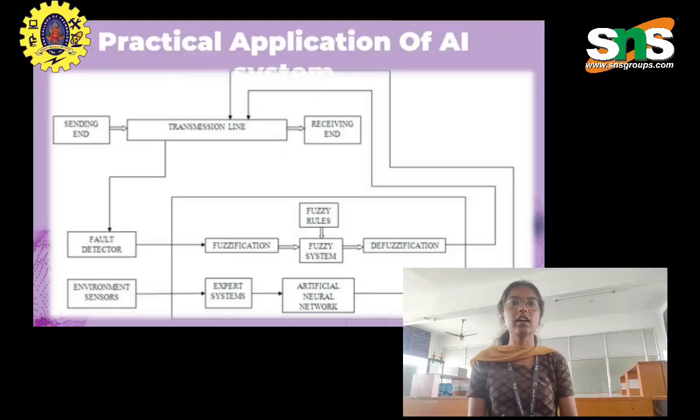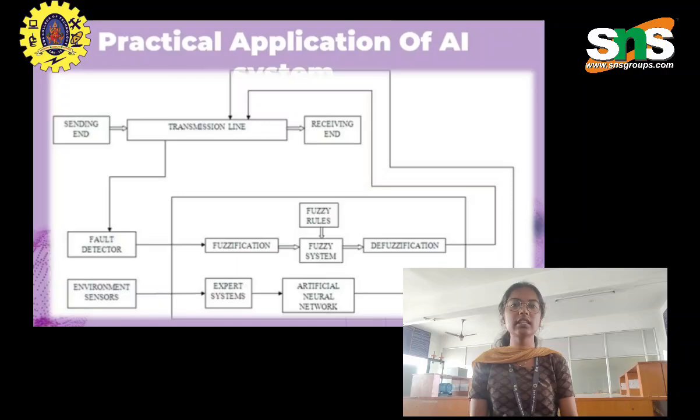AI applications employ machine learning algorithms. For example, anomaly detector classifiers are trained on historical data of normal and then fault system behavior. It might analyze signal strength, error rating, or specified waveform characteristics. Environmental sensor. The function of the environmental sensor is to gather data from the surrounding environment that might affect the transmission line. For example, temperature, humidity, electromagnetic interference, weather conditions.